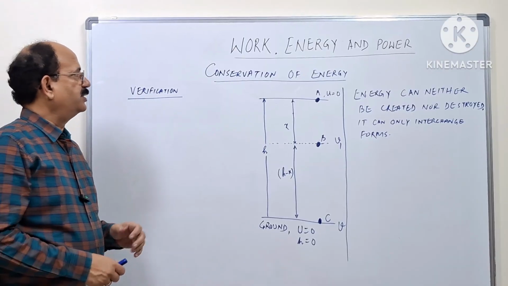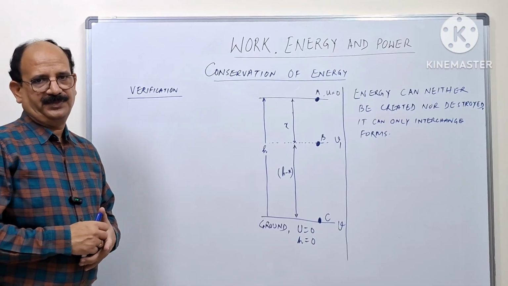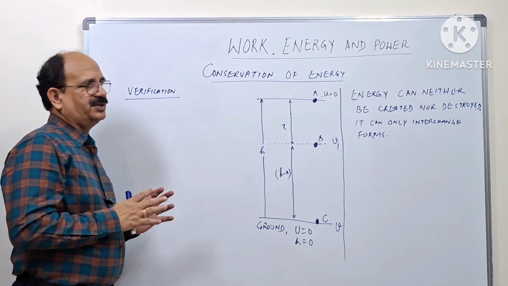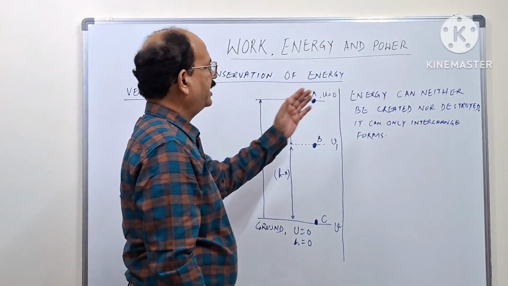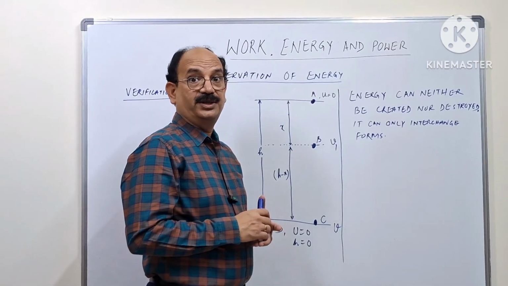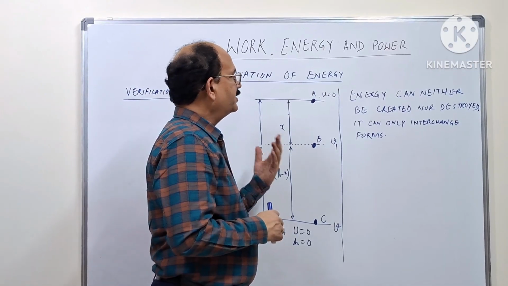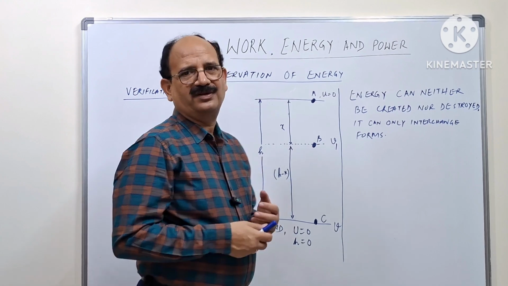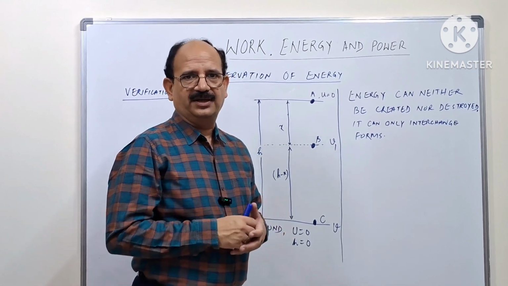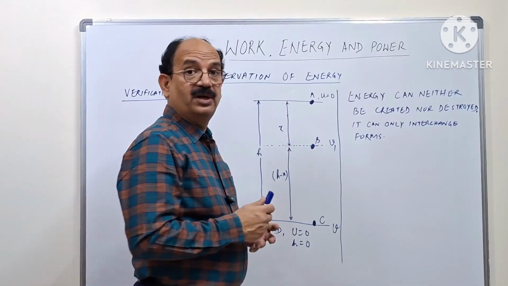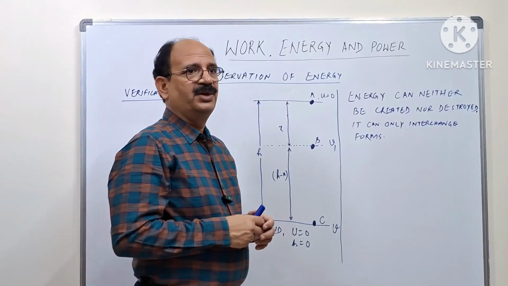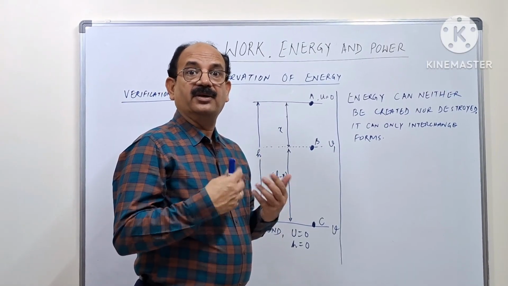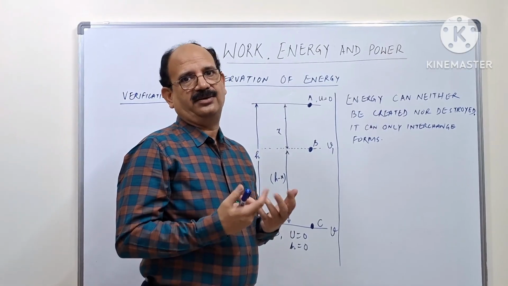Today we'll talk about the conservation of energy. The conservation of energy principle says that energy can neither be created nor destroyed. It can only interchange forms. There are various forms of energy like kinetic energy, potential energy, solar energy, nuclear energy, chemical energy. So from one form of the energy, it gets converted into another form, but it is never created or destroyed.